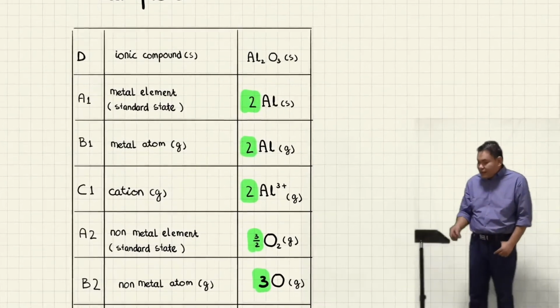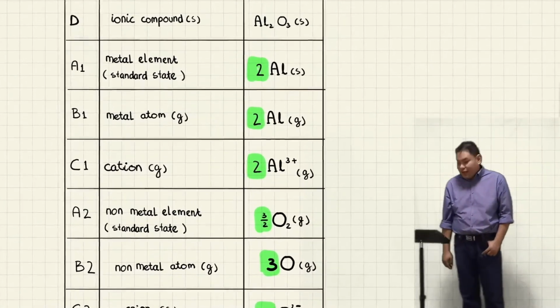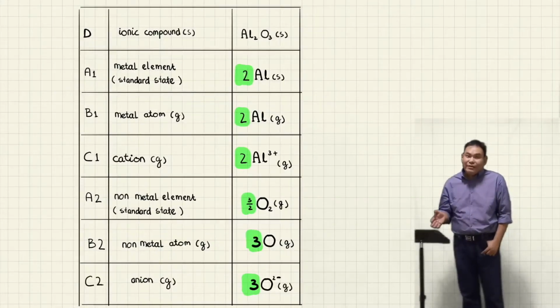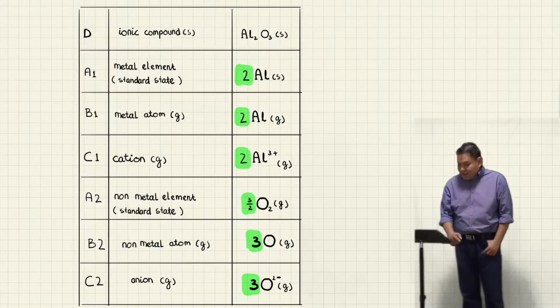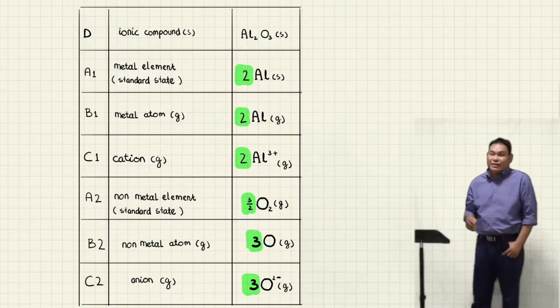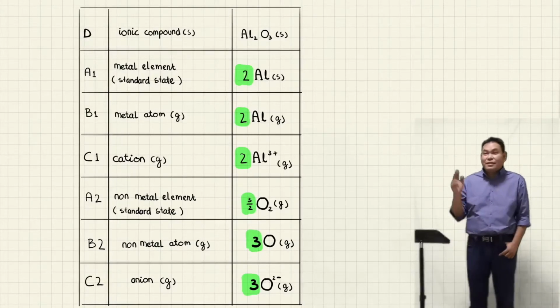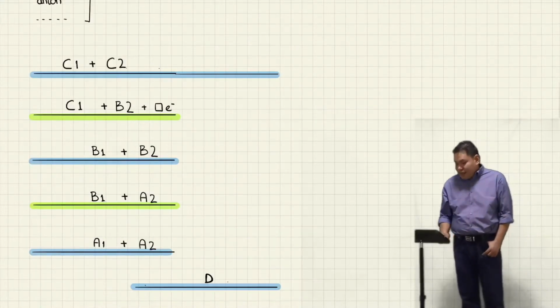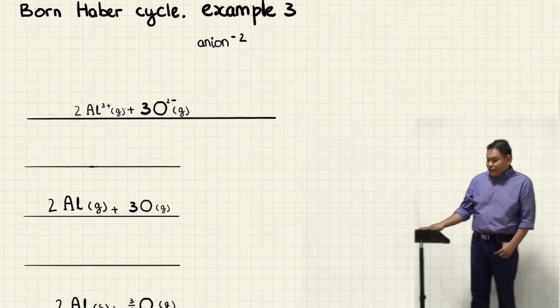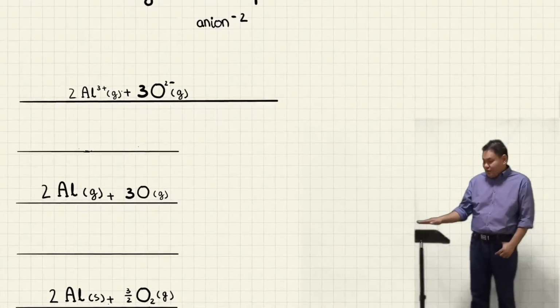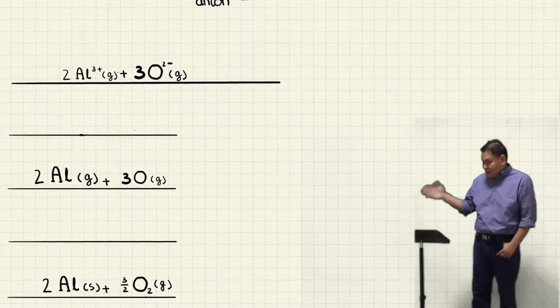Example 3 is aluminium oxide, Al2O3. Right, we already drew the table. We know all the substances from the previous section of this video. Then we fill it up. We use the second pattern because the anion, which is oxygen, is 2-. Then we fill up the first four. D, the bottom, Al2O3 solid. Of course, it's solid because this is an ionic compound.